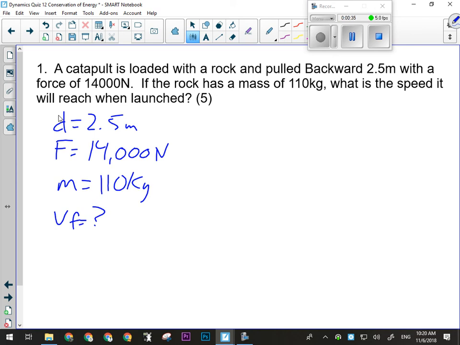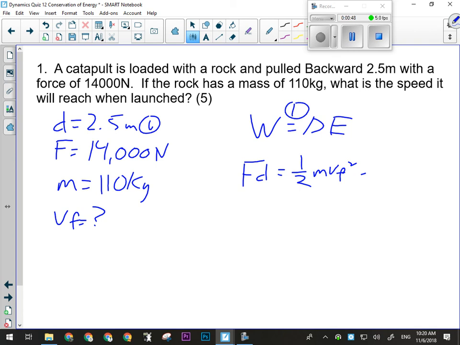Okay, so give them 1 mark if they have their givens, 1 mark if they have that work is a change in energy. In this case, we're looking at force times distance equals 1/2 mvf squared minus 1/2 mvi squared, but sitting in the launcher, how fast is it moving? It's not, so that would be 0. So they can have their 3rd mark for this.